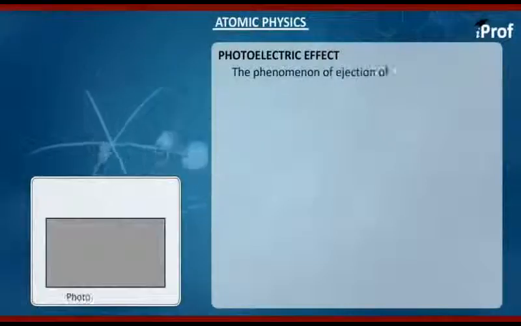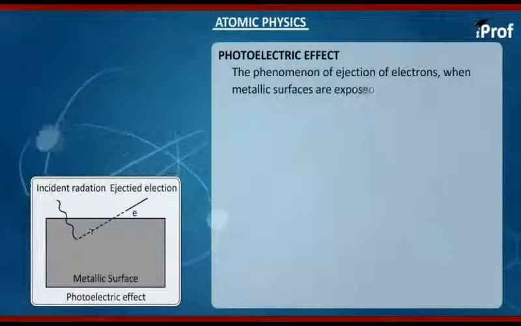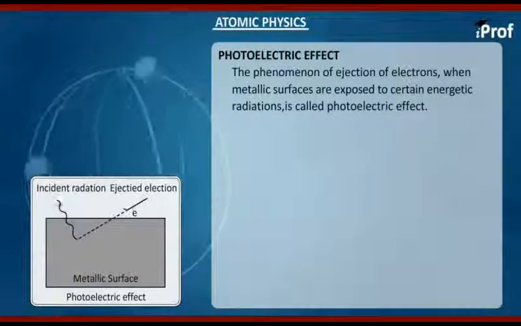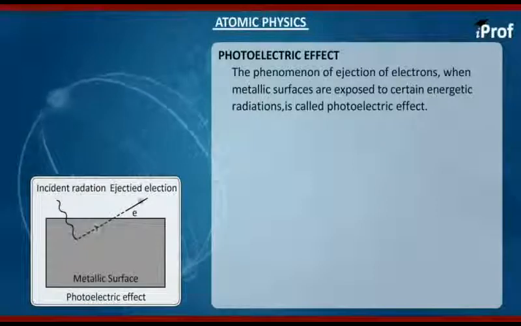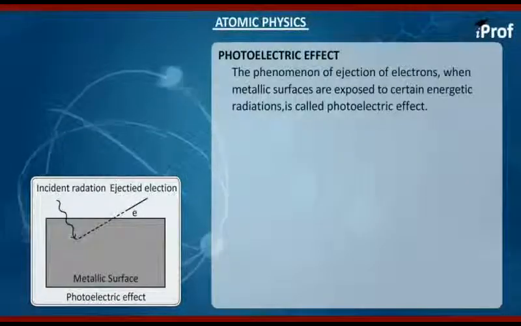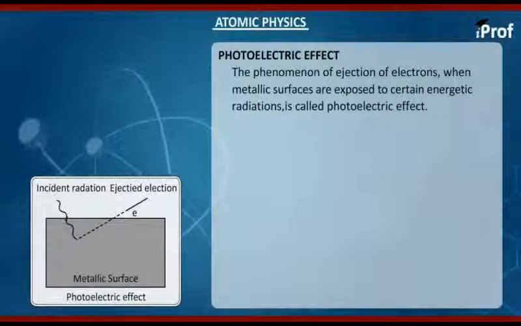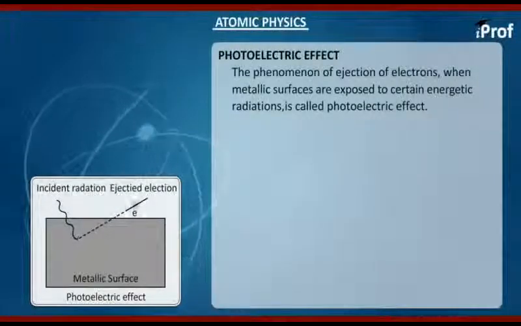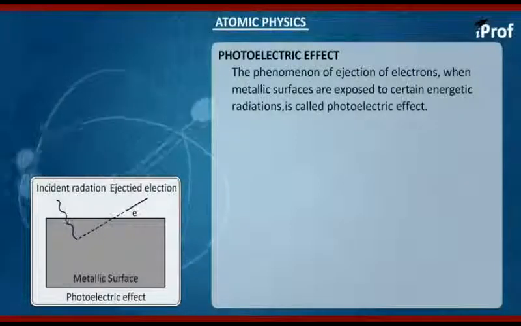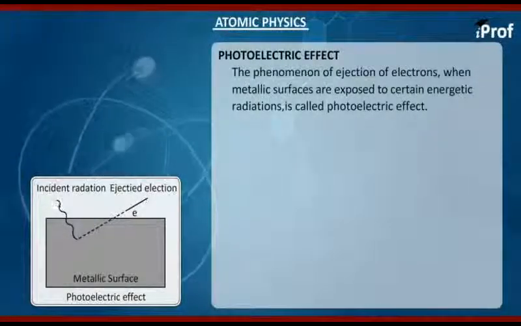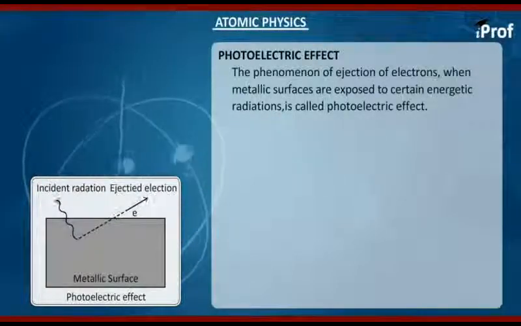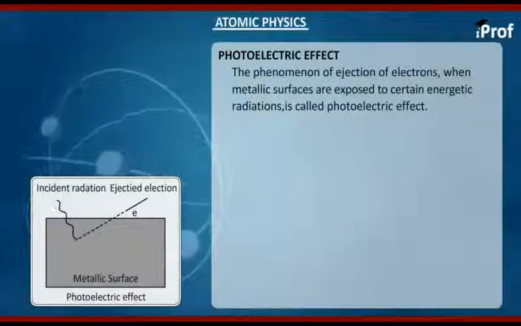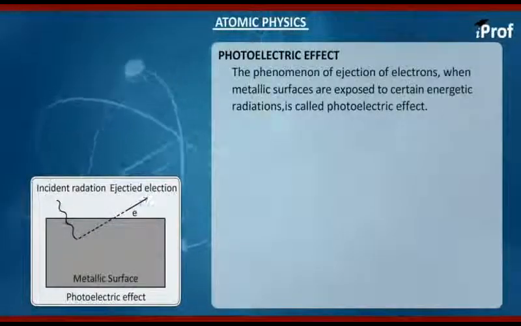Now in the photoelectric effect, what happens when metallic surfaces are exposed to certain radiation? It is found that electrons are ejected from the surface. This phenomenon of ejection of photoelectrons from a metallic surface, when these surfaces are exposed to certain energetic radiation, is known as the photoelectric effect.